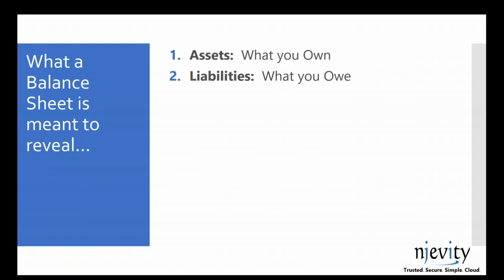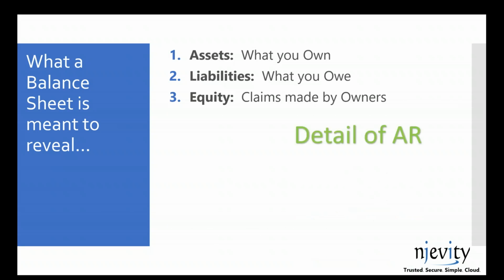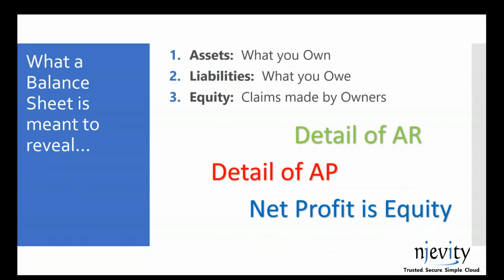All right, so we're almost through with our notes, I promise. I want to talk about what these statements, balance sheets, and profit and loss, are meant to reveal as we go on. The first one is, what do you own on a balance sheet? Assets, you guys know most of this. Liabilities, what you owe. Equity, what claims are made by the owners. And sometimes you want details of AR, AP, and you probably want to know net profit. Net profit is actually considered part of the equity, but you might want to know that separately as well.